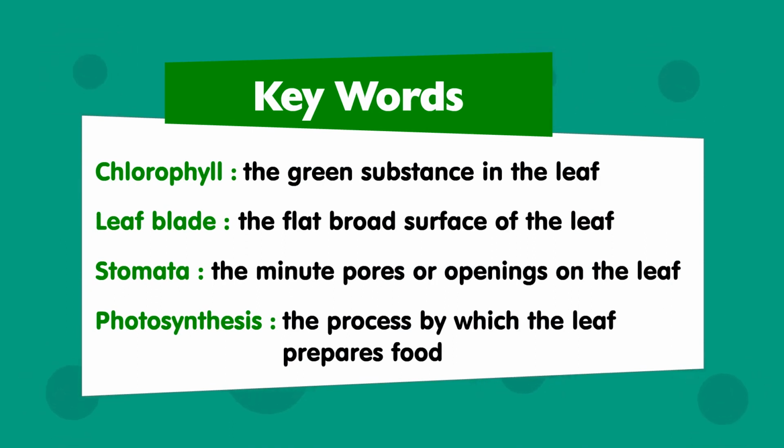At a glance: leaf, parts of a leaf; leaf blade, main vein, side veins, stomata; food factory of a plant; photosynthesis, process of making food using sunlight, water, air.